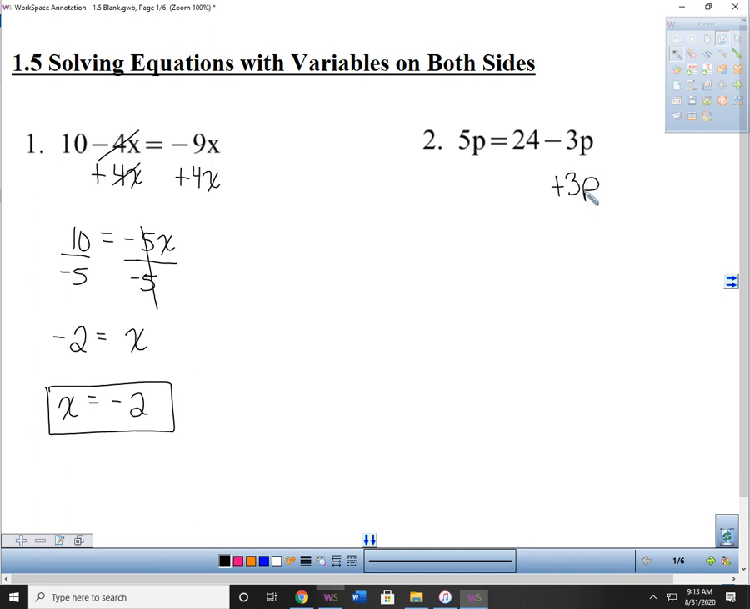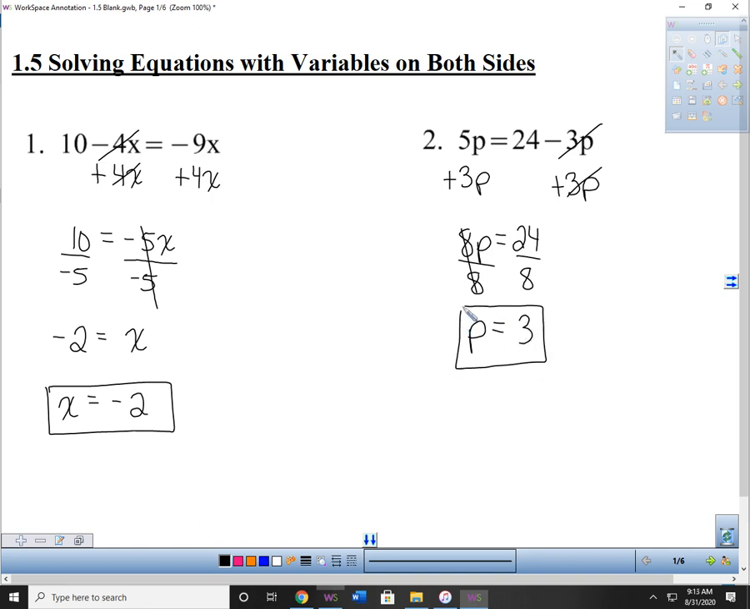So I'm going to add 3p since I'm subtracting 3p, which means on this side, 5p plus 3p would give me 8p. I still have that 24, so I drop that. And then the negative 3p and the positive 3p cancel. And now all I have to do to solve for p is look at it and say, okay, I'm multiplying by 8, so I'm going to divide by 8. So 8 divided by 8 is just 1p equals 24 divided by 8, which is 3.